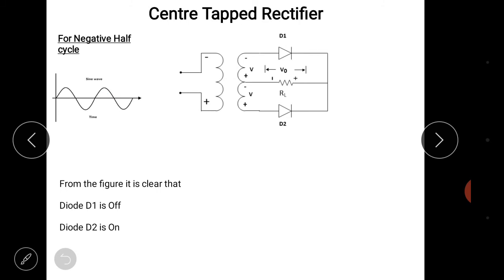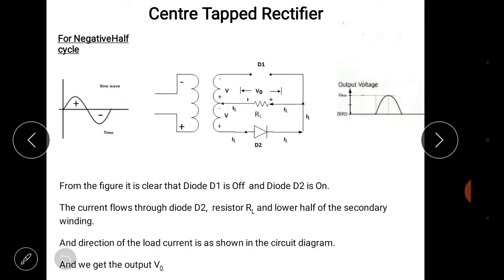Now for negative half cycle, the polarity of the voltage developed across primary and secondary suggests that D1 will be off in this case, D1 will be in reverse bias in this case, and D2 will be on. Now picture is more clear that D1 is now open circuited. From the figure it is clear that diode D1 is off and D2 is on. The current flows through D2, resistor RL and lower half of the secondary winding, and direction of the load current is again from right to left.